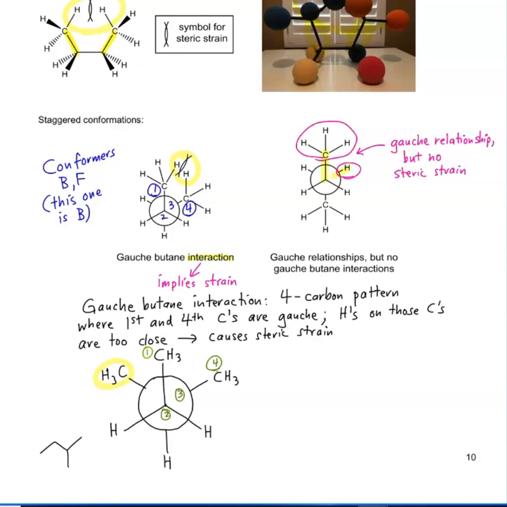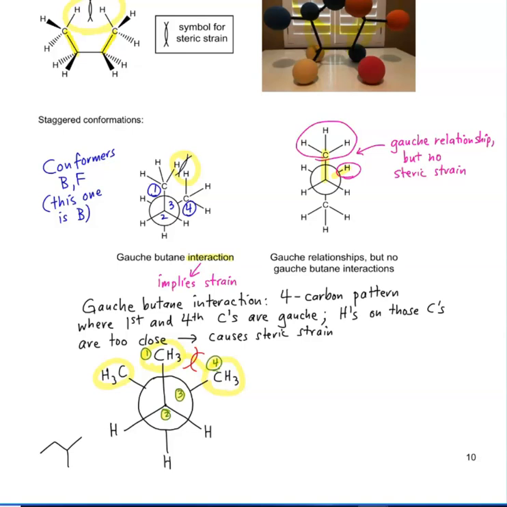Okay, so our first pattern involves carbon 1. So 1, 2, 3, 4. So it's a 4-carbon pattern where the first carbon and the fourth carbon are gauche to one another. So there's a gauche-butane interaction right here. Now, a lot of the time, to represent steric strain, people will draw these little, they look like kind of collapsed parentheses. So that's the symbol for steric strain, and you see that up above as well.